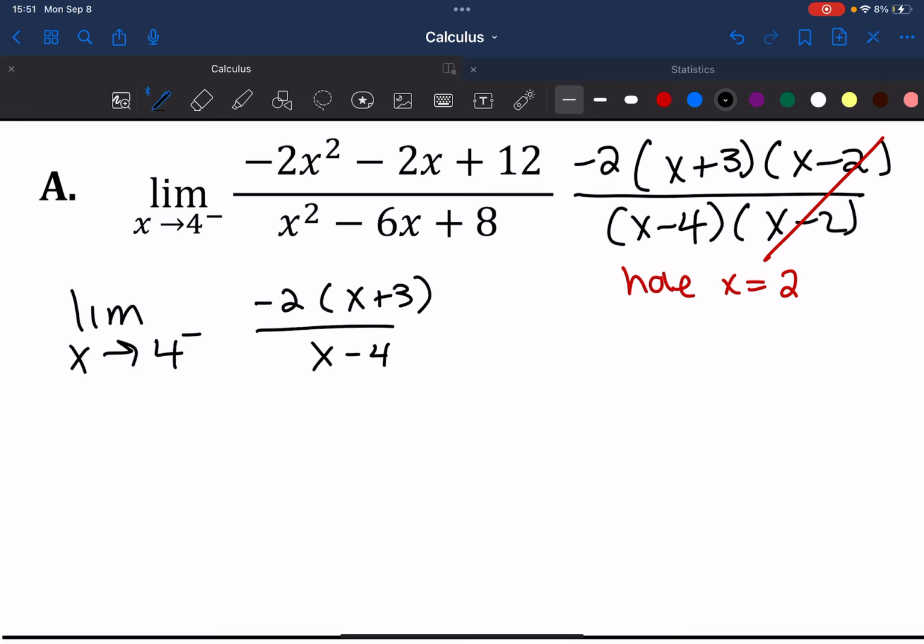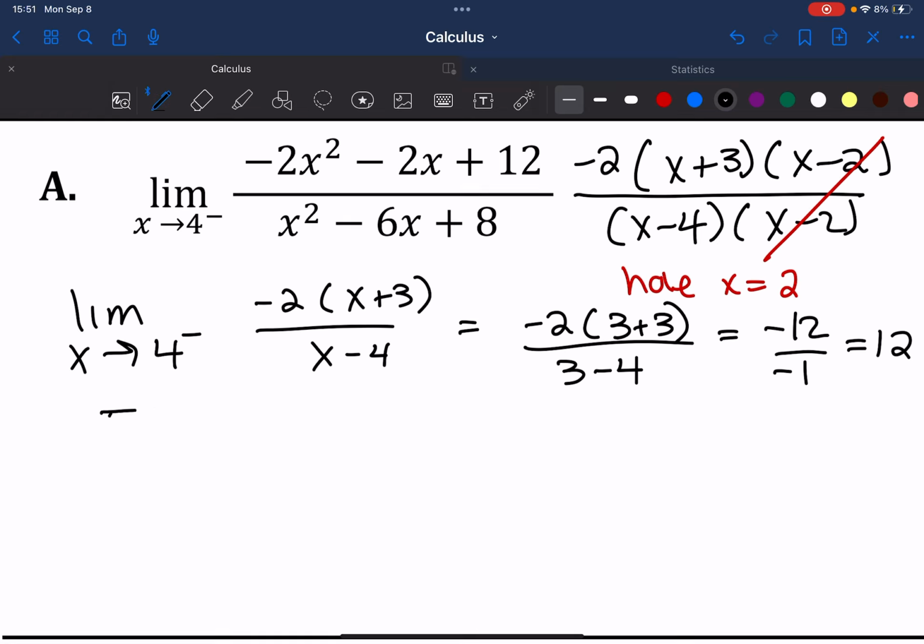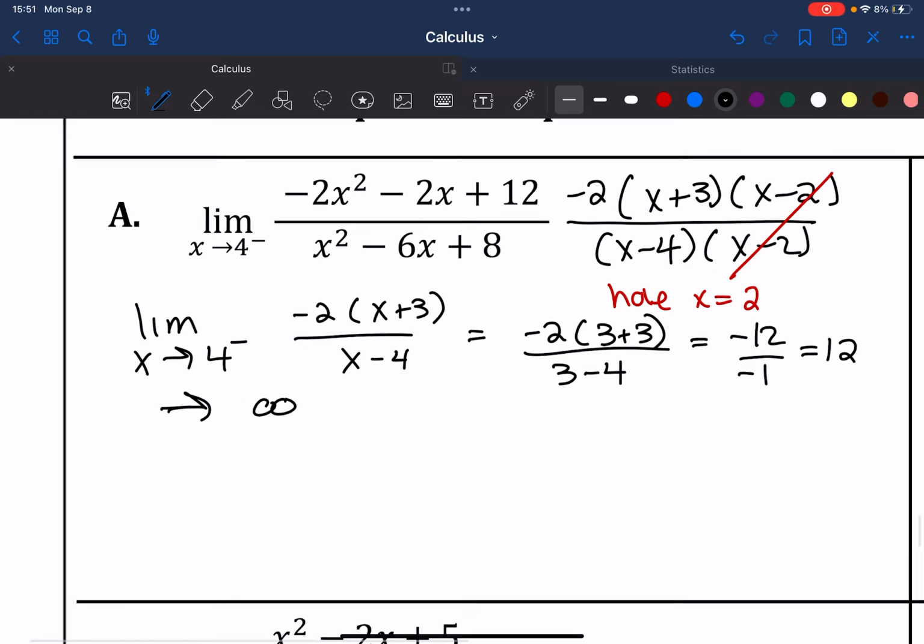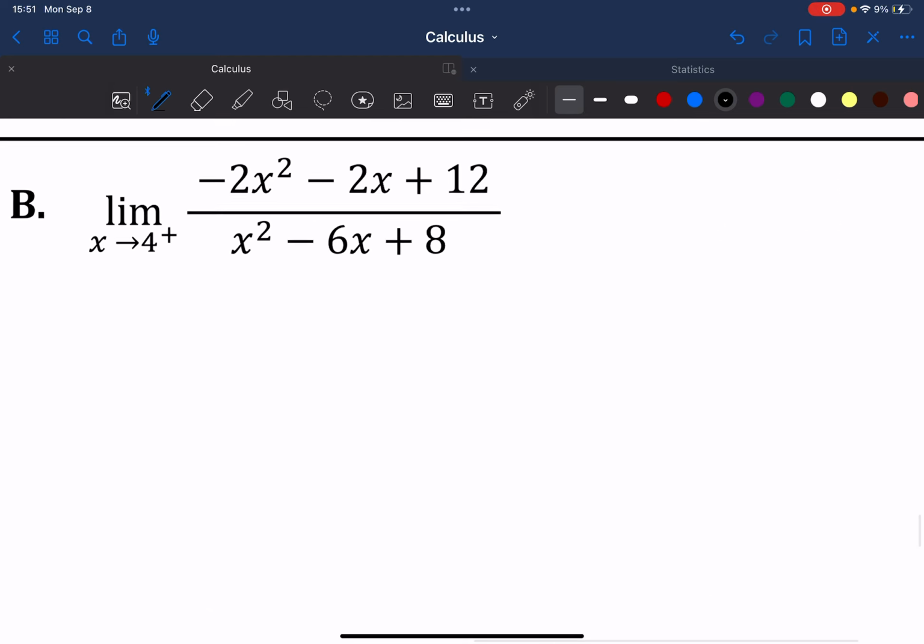Well, if we were to plug in 4 into this, we would end up with something that is undefined. So instead, I'm going to pick a number to the left of 4, and we're just trying to see if the numerator and denominator give us a positive or negative value. If I plug in 3, I have negative 2 times 3 plus 3 over 3 minus 4. This gives me negative 2 times 6, which is negative 12. 3 minus 4 is negative 1, which gives me a positive 12, which tells me that this limit is approaching infinity.